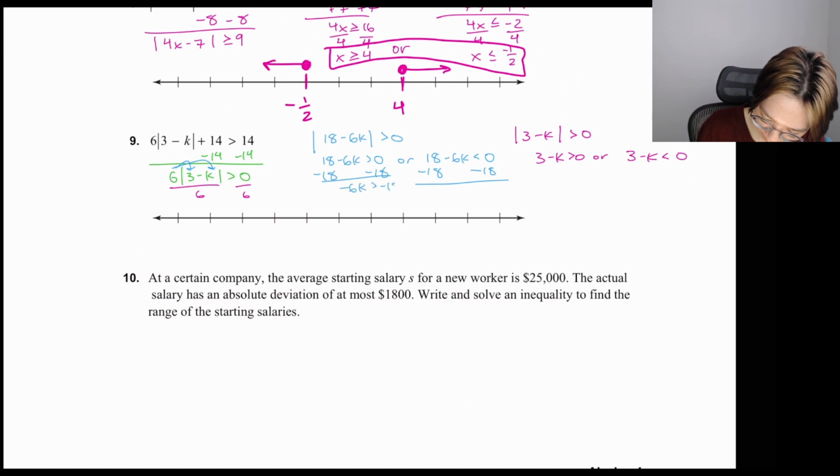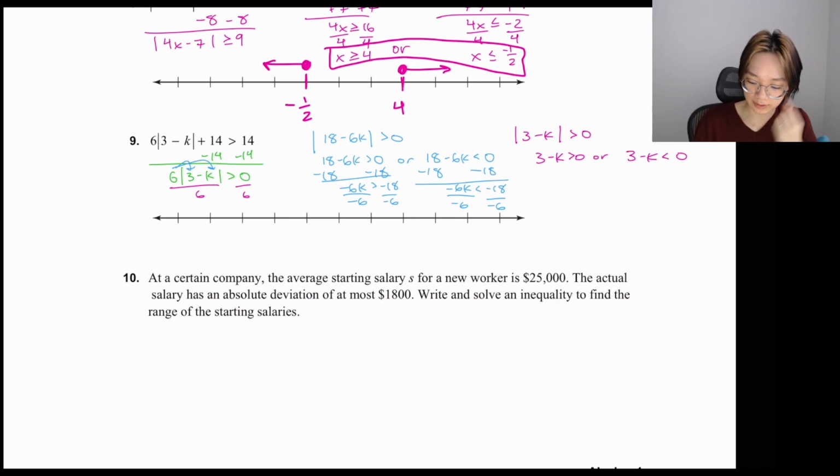-6k is greater than -18. -6k is less than -18. Divide by -6. Don't forget, because you divided by a negative, the inequality rule still applies, so k is now less than 3, or k is greater than 3.